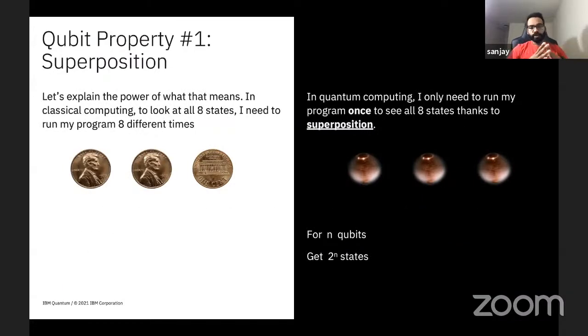Let's explain the power of what I mean. In classical computers, to look at all the possible combinations that I showed you earlier, I need to run my program eight times to see all eight possible combinations of the coins. But in quantum computing, I need to run my program only once to see all the states, thanks to superposition. For n qubits, we have 2^n states. So this is a real exponential speedup in computing power that we get with quantum computing due to superposition.